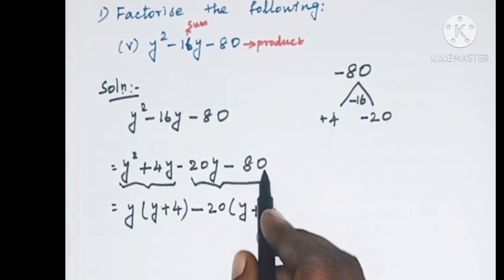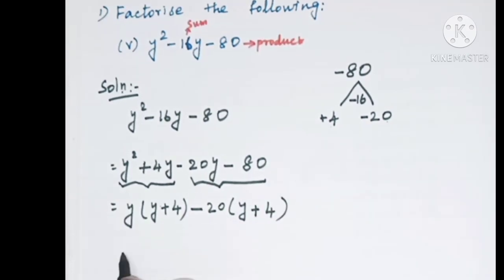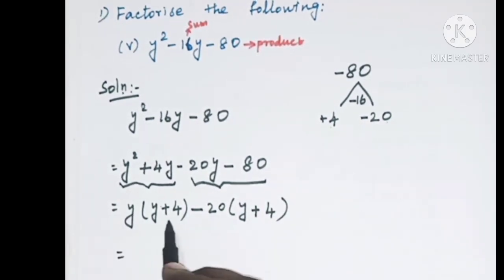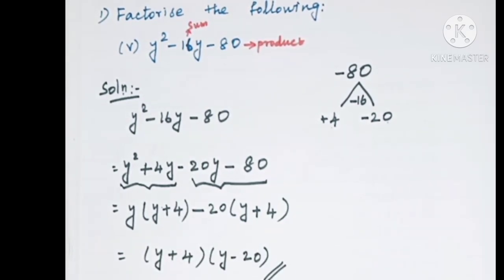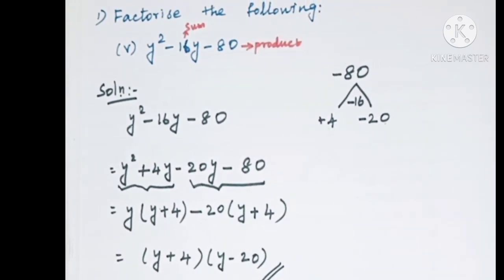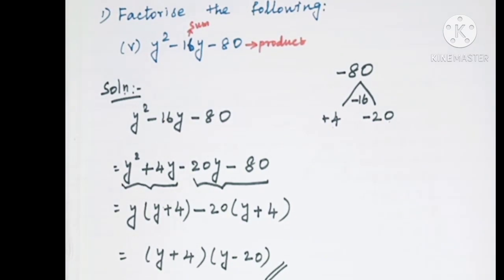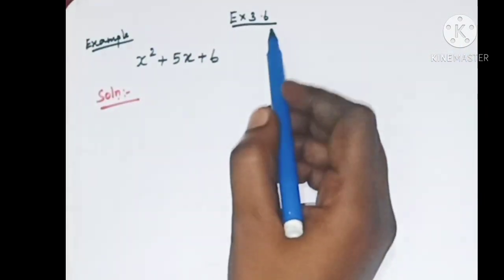80 can be written as 20 into 4. So minus 20 into 4 is minus 80. So inside the bracket we have y plus 4 and y plus 4. So write one y plus 4, and then outside the bracket we have y minus 20. So these are the factors of y square minus 16y minus 80. So y plus 4 and y minus 20 is the answer for the first sum, fifth subdivision. Next is the example sum in exercise 3.6.